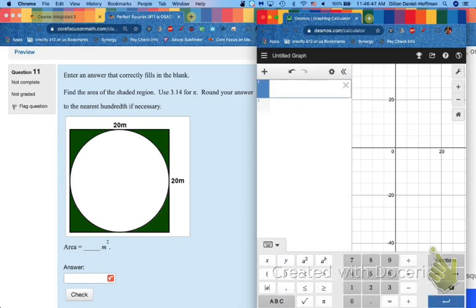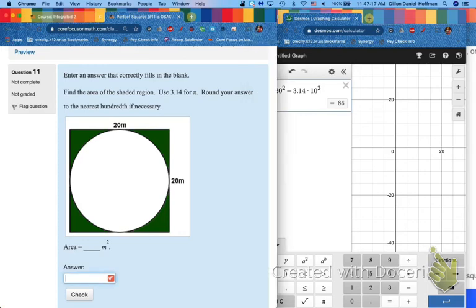Length times width of my square is 20 times 20, or 20 squared, since each side is 20, minus the area of my circle, which is pi, 3.14, times the radius squared. Remember the radius is half of our diameter, so if that's 20, half of it is 10, squared. Do not forget the squared. All right, that will give us a nice even 86. Our answer.